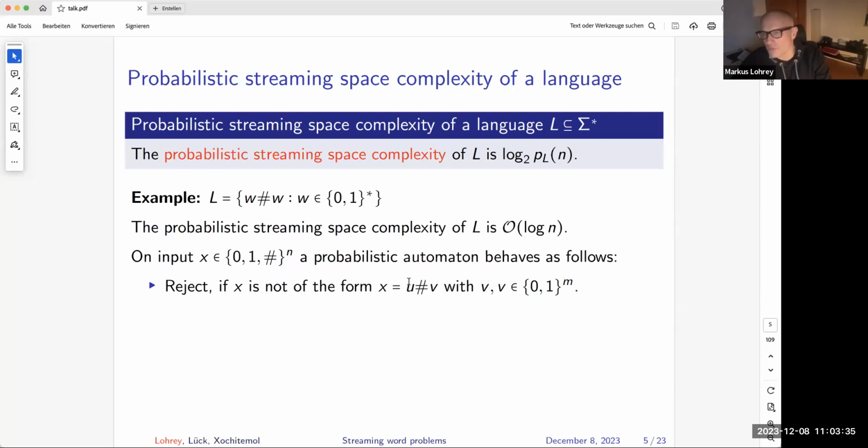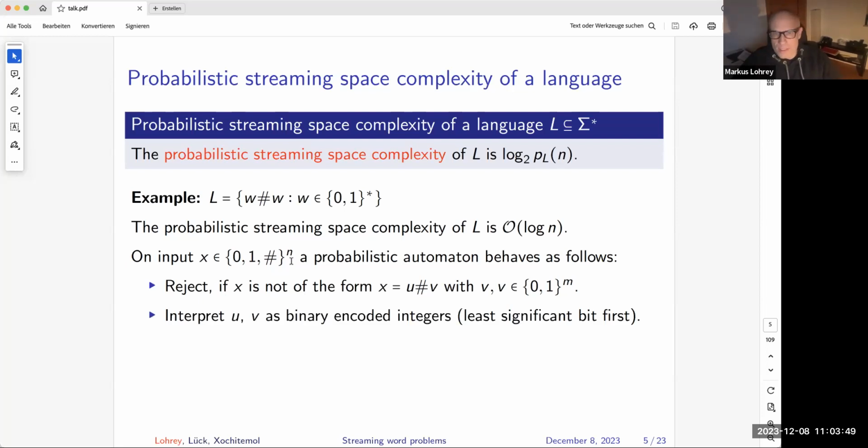And for this, you only have to count. The automaton has to store the length of U and the length of V. And this can be done with log N many bits. The whole string has length N. The interesting case is where the input word has this shape, U # V, where U and V have the same length. And then we interpret U and V as binary encoded integers, let's say with the least significant bit first. It's important, because the automaton operates from left to right.